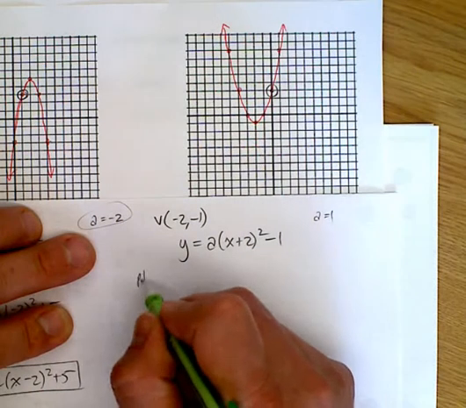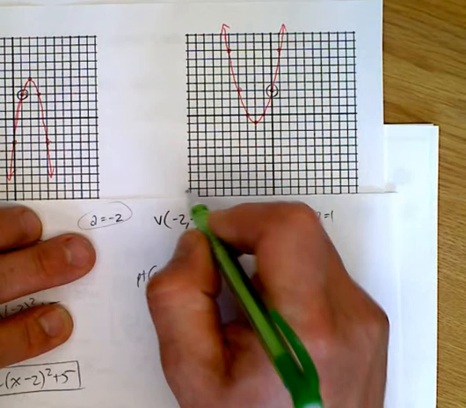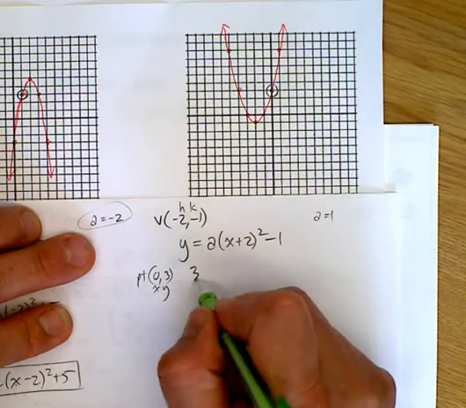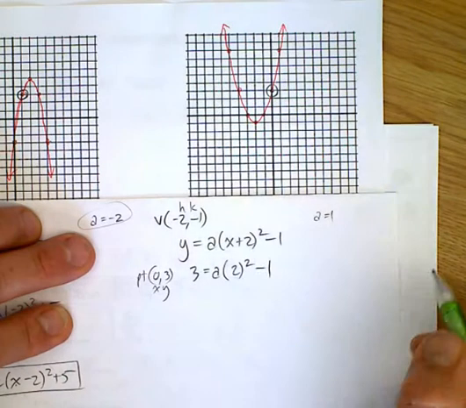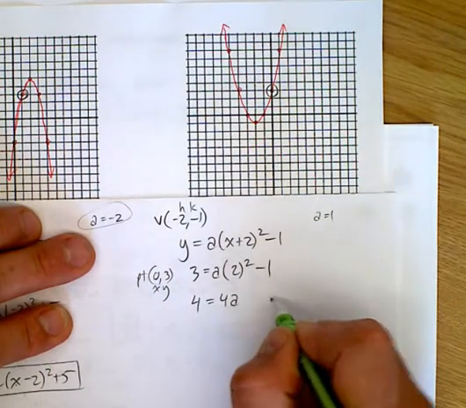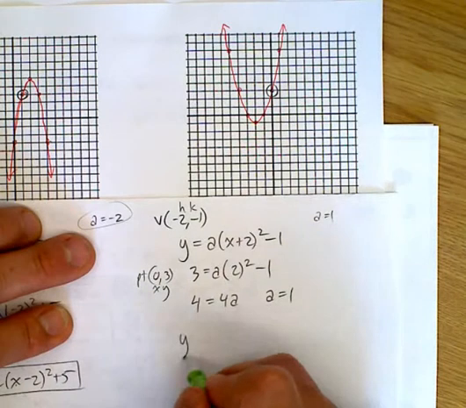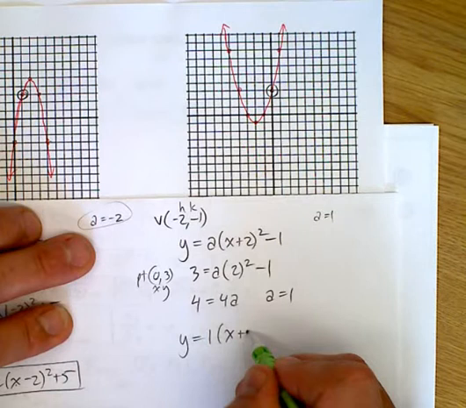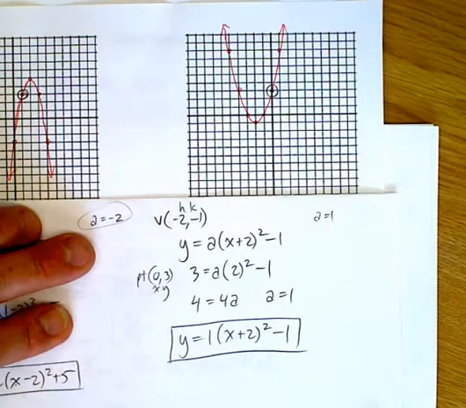So what we'll do is we'll use the point 0 and 3. Remember, that's your x, y. The vertex is your h, k. Let's plug the y in here. 3, a bracket, x is 0, so it just becomes 2 squared minus 1. The minus 1 comes over here. I get 4 is equal to 4a. That means a is 1, like we thought. And now the final form is a bracket x plus 2 all squared minus 1. And this describes that function.